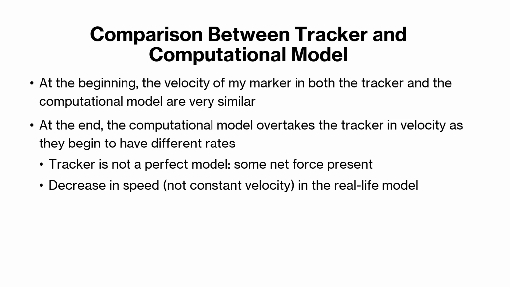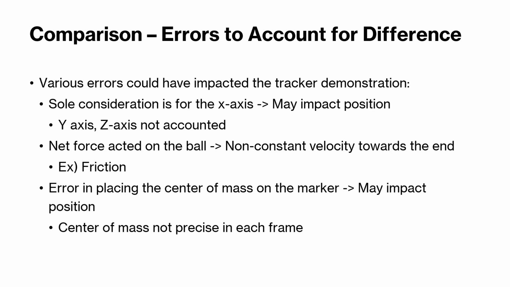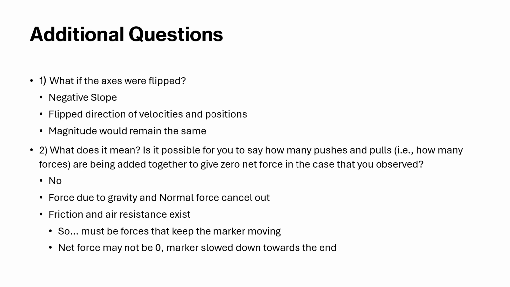Some potential errors: there was no consideration for the y-axis and z-axis, meaning that position may be affected due to this. More so, there was likely presence of net forces such as friction, which made velocity non-constant, especially towards the end. Lastly, there may have been errors in placing the center of mass on the marker in each frame in the tracking process. Lastly, let's discuss the additional questions.